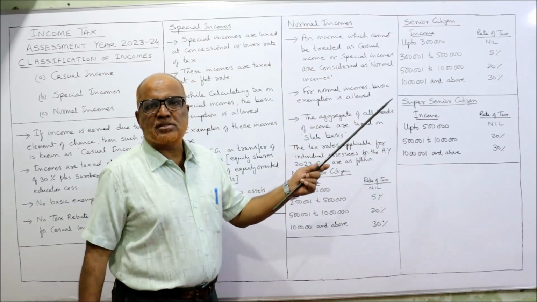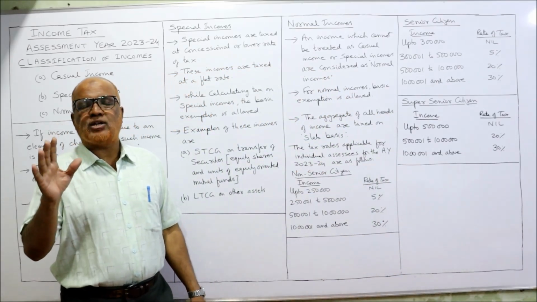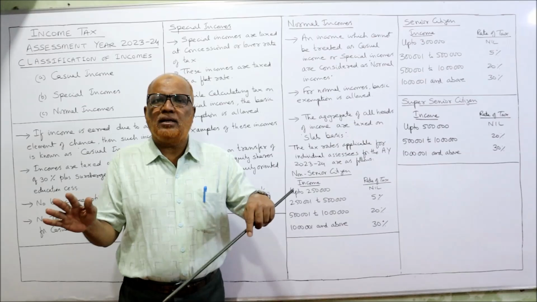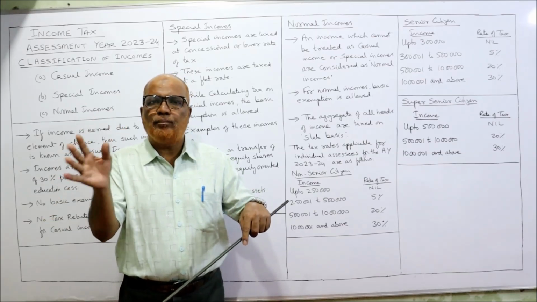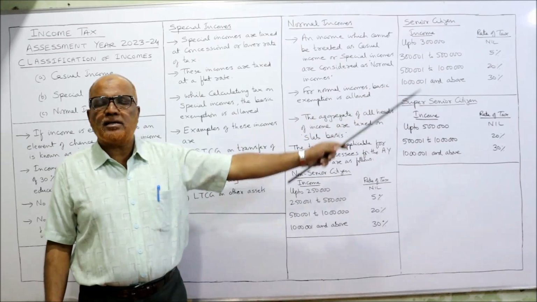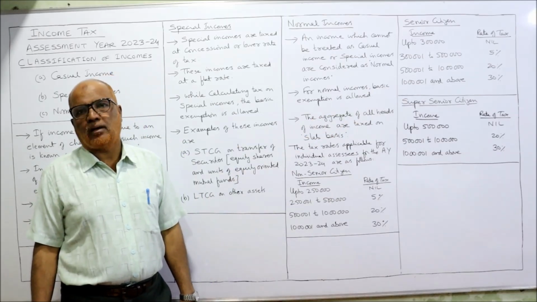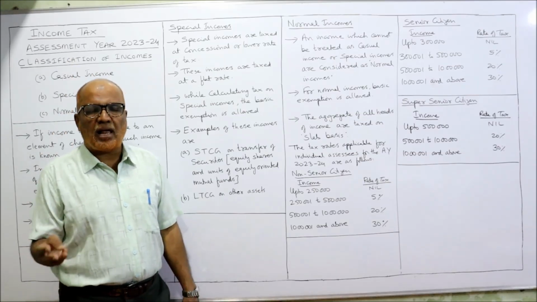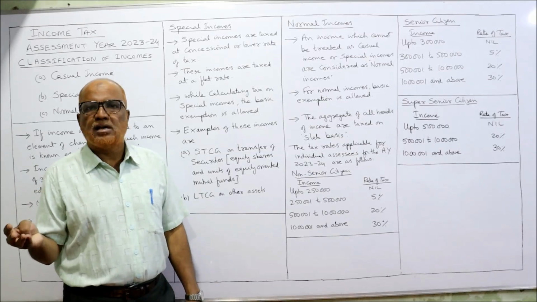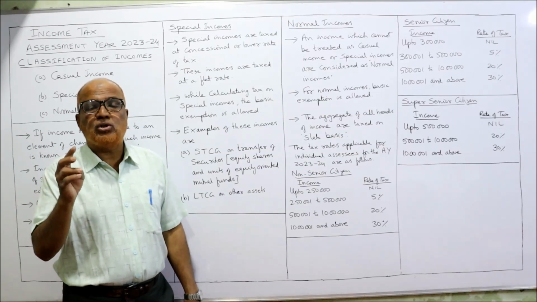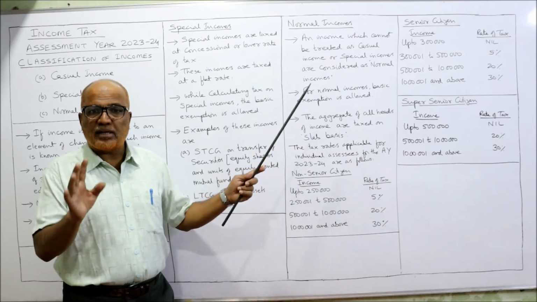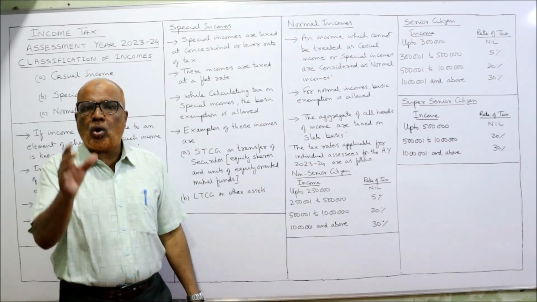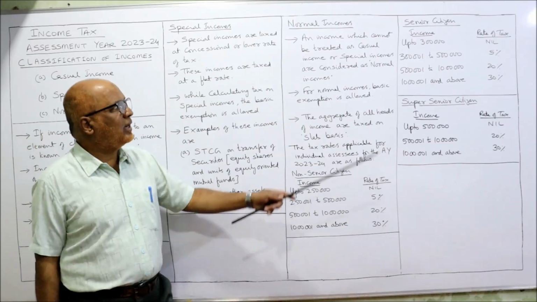Lastly, normal incomes. Any income which is not a casual income, not a special income, is called normal income. So all the incomes which are neither casual income nor special income will be called normal income. So under normal income, what we have to do? We have to take the aggregate of income from salary, income from house property, profits and gains and capital gains if it is not a special income. If it is not a special income, then we should take capital gain also, and income from other sources. So the total of all these incomes is called normal income.